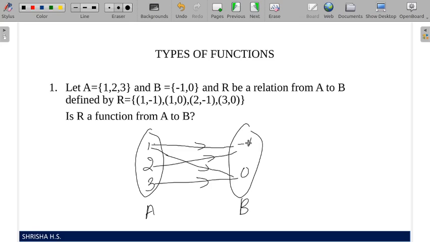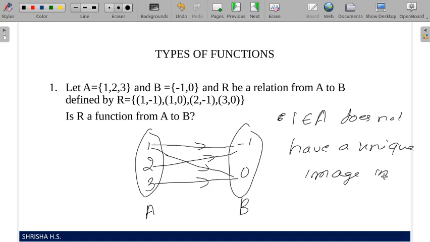Why? Because 1 is mapped to -1, and 1 is mapped to 0. So 1, which belongs to set A, does not have a unique image in B. Therefore this is not a function. Therefore, this R is not a function.